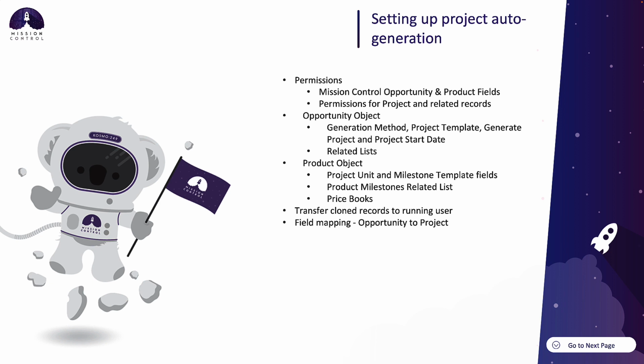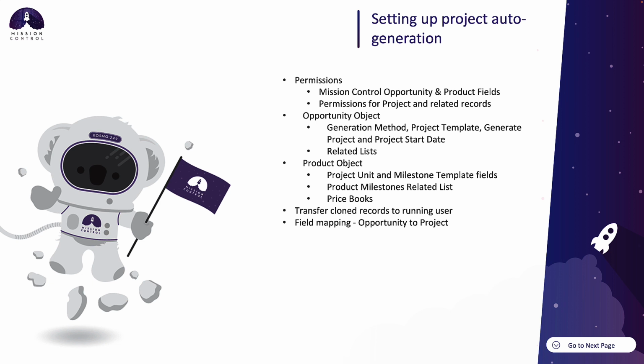You need to make sure that you have permissions on the opportunity and the product object for some fields as well as some related lists. And you also need to make sure that you have permissions to create projects and its related records. So I'll go over what permissions are required for that and how you can assign them. And we have default permission sets that you can use.